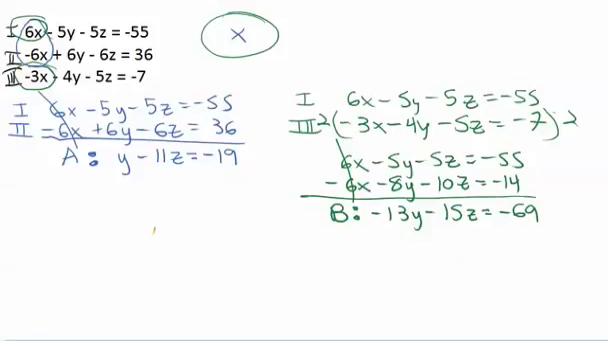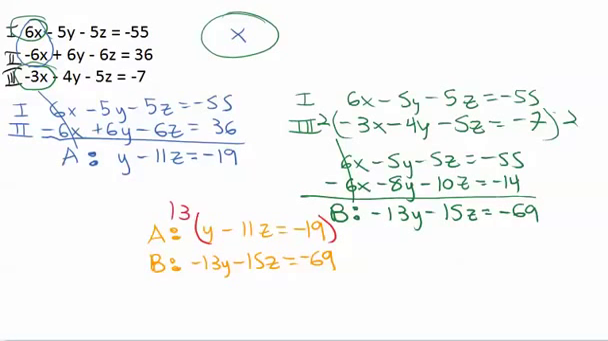So now that we've eliminated x twice, we've got an A equation and a B equation. A is y minus 11z equals negative 19. And B is negative 13y minus 15z equals negative 69. So now, let's see if we need to get rid of another variable. Probably easiest to get rid of the y by multiplying both sides by 13. That'll give me negative 13 and positive 13.